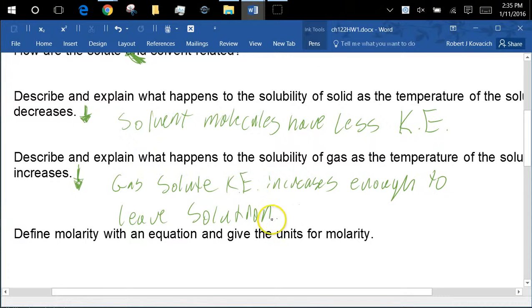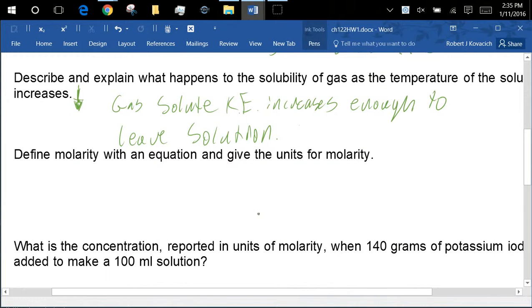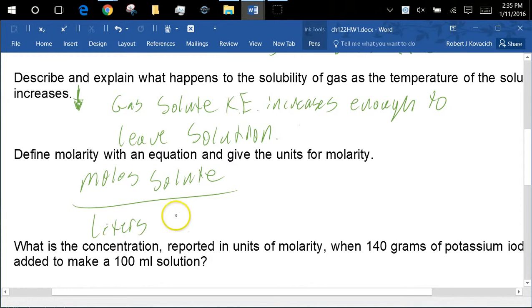What do I need for this molarity equation and units and whatnot? Moles solute, liters solution. And it's a capital M. And so then your units are moles per liter.